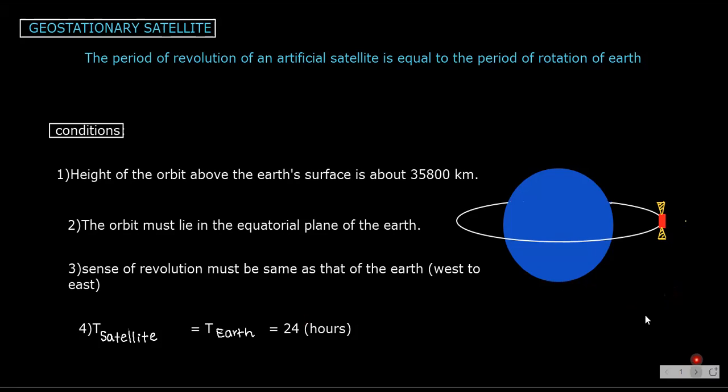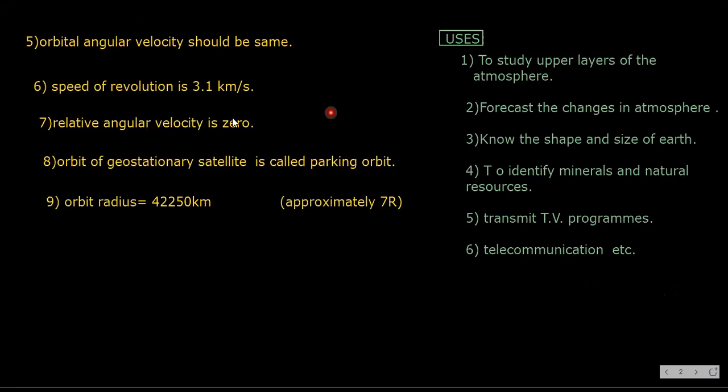Next, another property: the orbital angular velocity should be the same. It means with whatever angular velocity Earth is rotating, the satellite should also rotate with the same angular velocity. Next, the speed of revolution is 3.1 kilometer per second. The relative angular velocity should be zero.